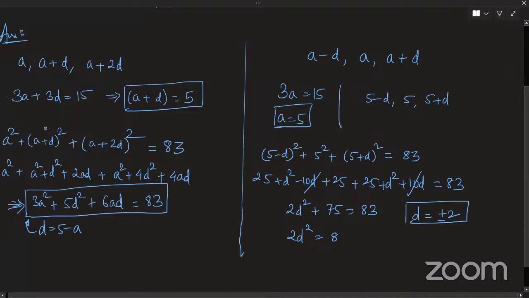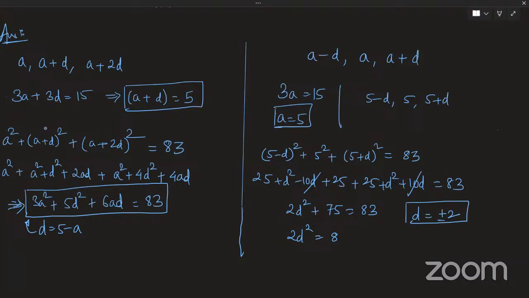What I'm doing is I have to assume three numbers that are in AP, arithmetic progression. So I know that if they are in arithmetic progression, they have a common difference between them, that is D. So instead of assuming the three numbers as A, A plus D, and A plus 2D, I am telling you to assume the three numbers as A minus D, A and A plus D.